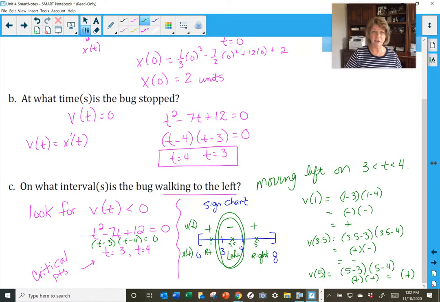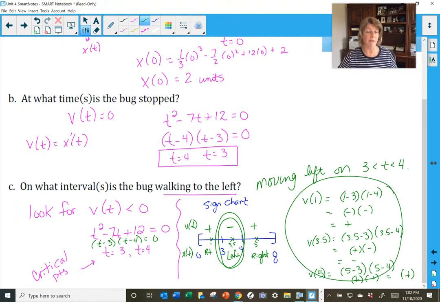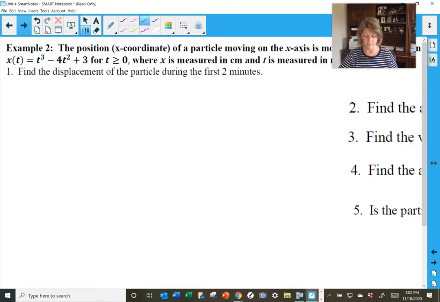Kind of fun to do. Sign charts are not hard. It is a lot of analysis like this. I wrote it out this time. You probably will get where you don't have to actually do all the writing out because you can keep track of positives and negatives and keep multiplying them out. Example number 2. We got 3 examples to do today, so I'm going to try to keep moving along so this doesn't get super lengthy.